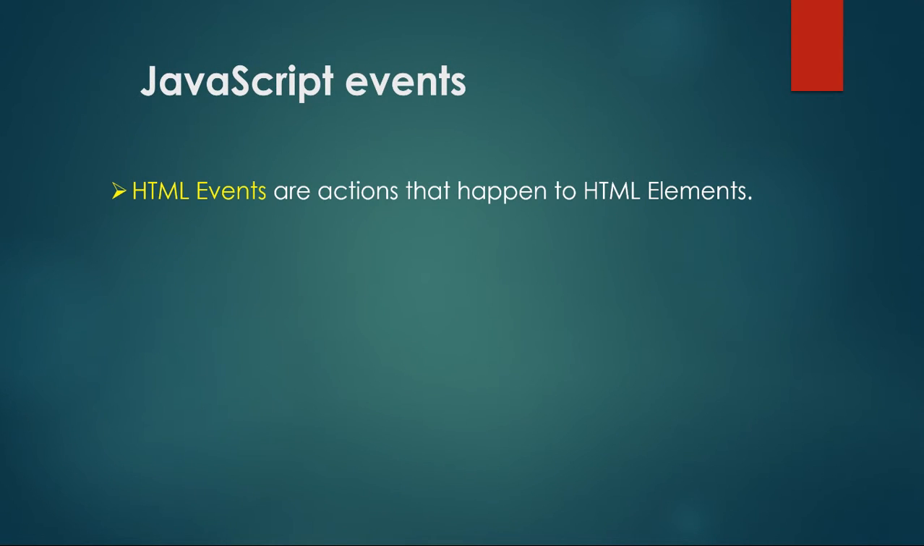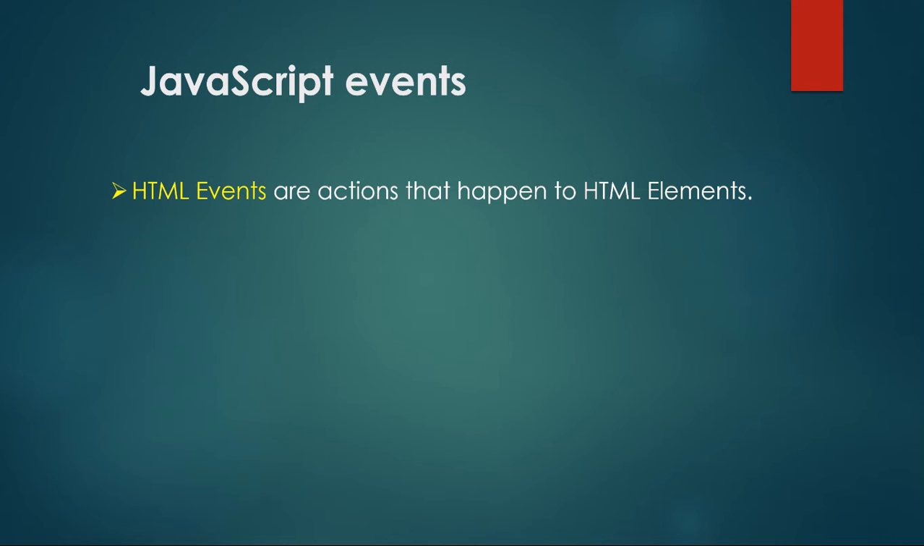HTML events are those actions which happen to HTML elements. For example, when you hover your cursor over an element, in fact, it is an event. Or whenever you click a button, it is an event. So all of the actions which are happening on HTML elements, either on an input element or a button or something else, all of them are called events.